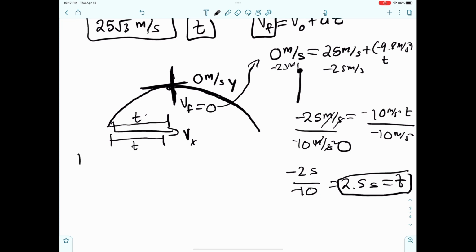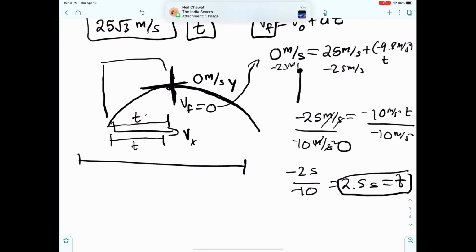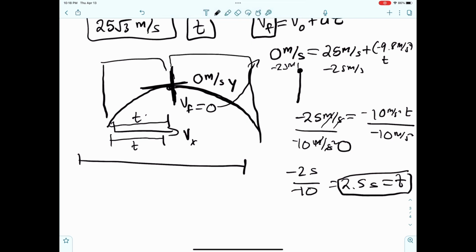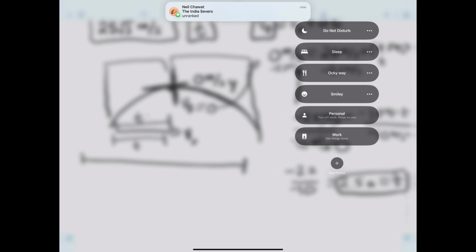However, if you recall, the problem was asking for the total distance. Well, since gravity is constant, the time it takes for the object to reach its highest point is the same time it takes for the object to reach the next point.